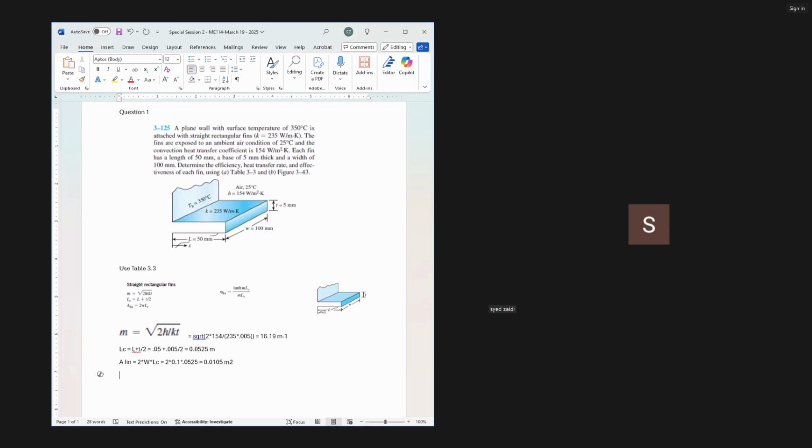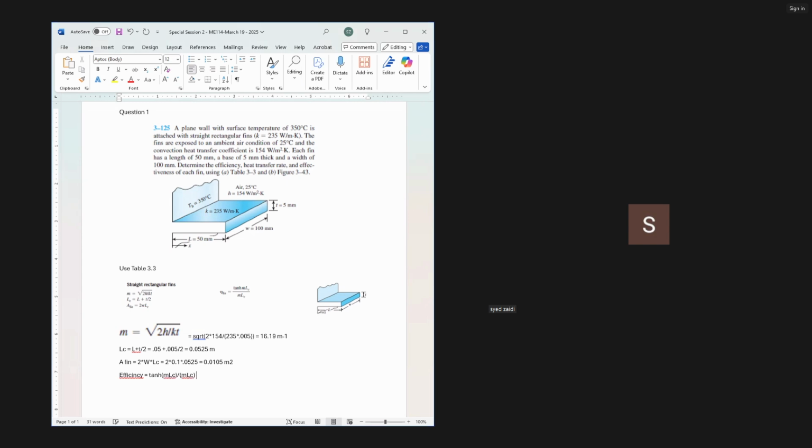Now you can calculate efficiency. So efficiency is equal to tanh(MLC) divided by MLC.